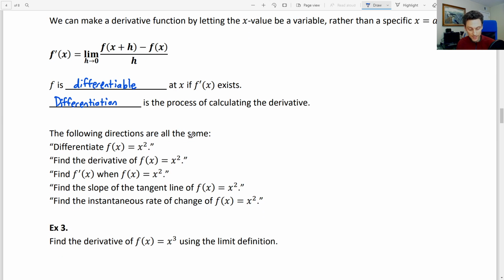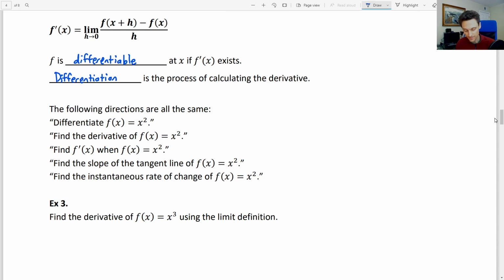So all the directions below are the same. Differentiate f of x equals x squared, or find the derivative of f of x equals x squared, or find f prime of x when f of x equals x squared. Those are all the same. Find the slope of the tangent line of f of x equals x squared. Find the instantaneous rate of change of f of x equals x squared. All 5 of these are asking you exactly the same question. They're just using different words and different concepts of the derivative to ask them.